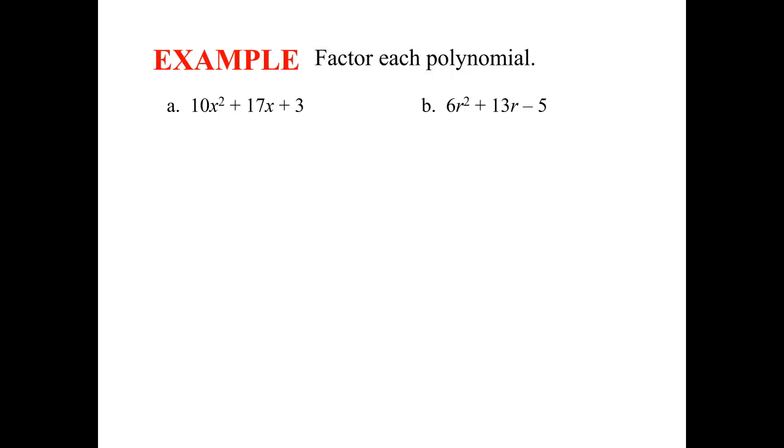Go ahead and try A on your own. And so do I put it in the calculator? Please don't put it in the calculator. You can find the factor pairs without it. 30's only got a few factor pairs. 1 and 30, 2 and 15, 3 and 10, 5 and 6.